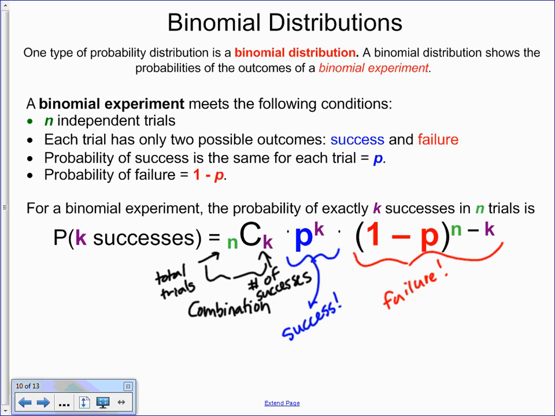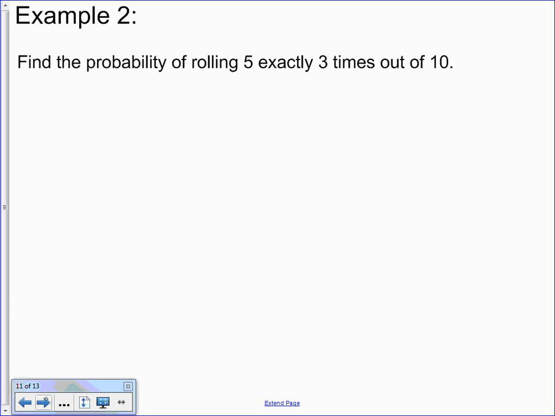Okay, so let's do example 2. Example 2 is just using the binomial probability formula one time to calculate this single probability. So I want to find the probability of rolling a 5 exactly 3 times out of 10.